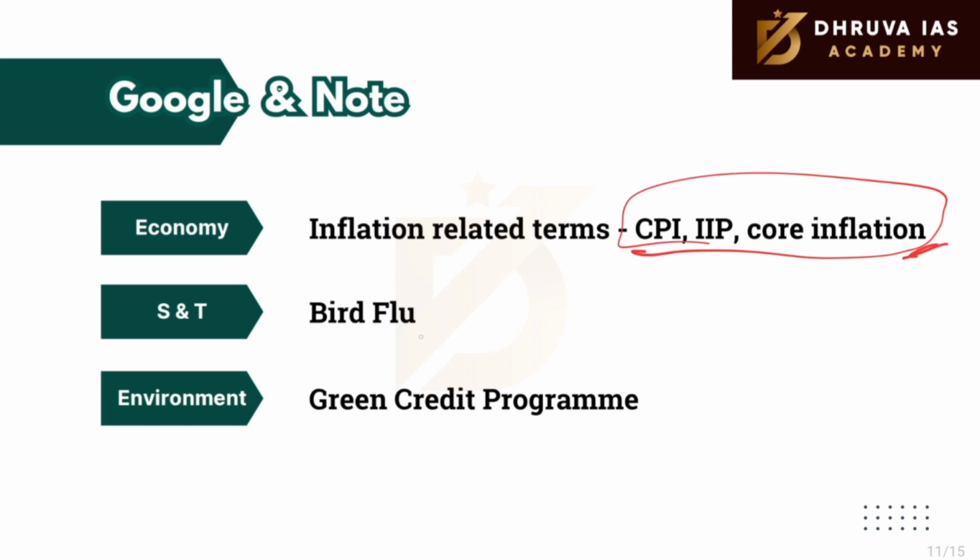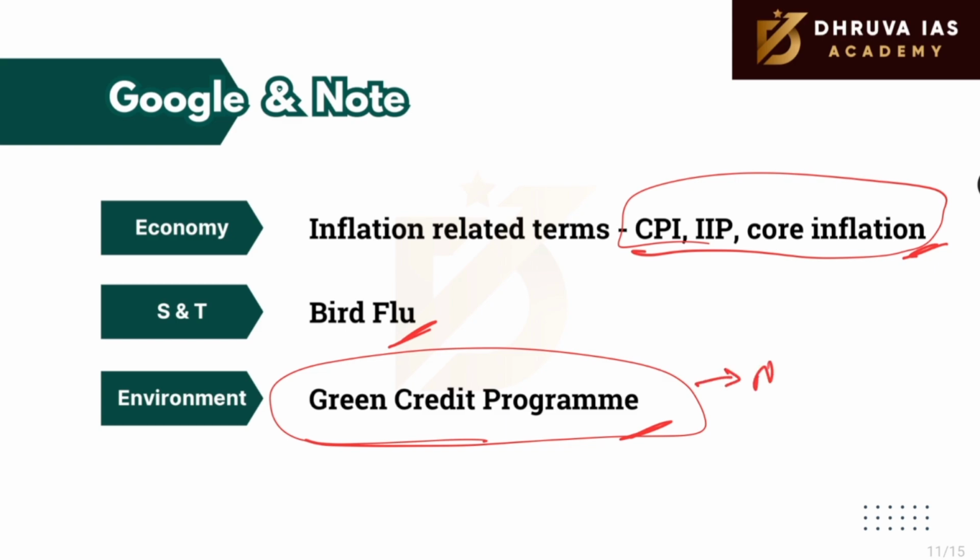The next one is about bird flu and how it is rapidly increasing in Indian state Telangana. Try to know what is the scientific name of bird flu and what are the causes of it, how it spreads, and what are the consequences of it. The next one is about the green credit program. It is related to environment section. So kindly read this and make notes out of it.